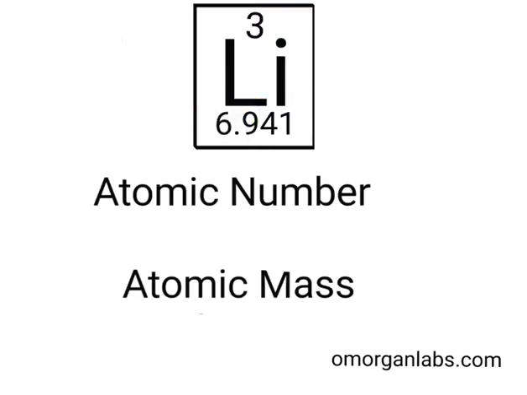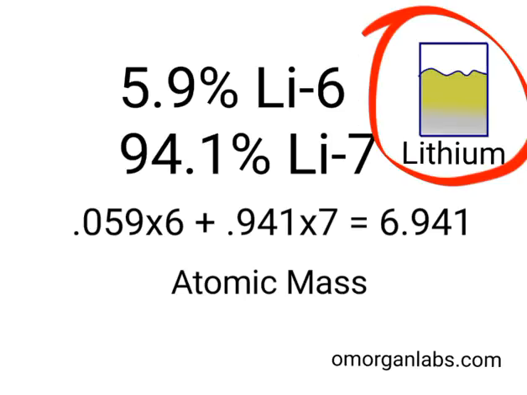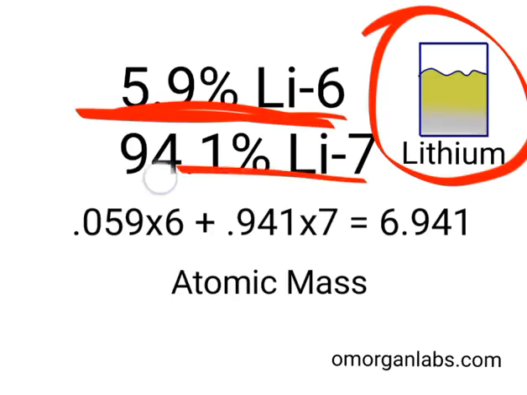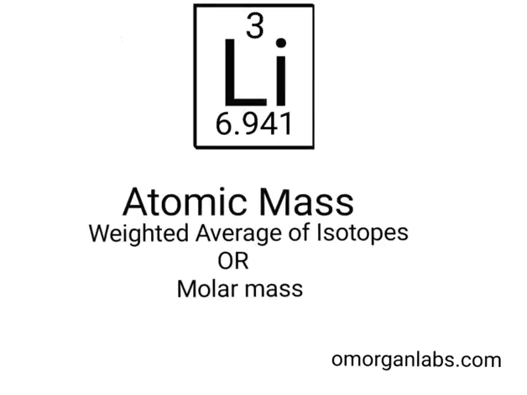So how did they get this number, you ask? I'm glad you asked. Say you had a sample of lithium and we figured out we're going to divide up the isotopes of lithium in this beaker of lithium. However we have it, we have 5.9 and 94.1. We add them together, a weighted average, and we get to 6.941. So the atomic mass is the weighted average of isotopes, or the molar mass.